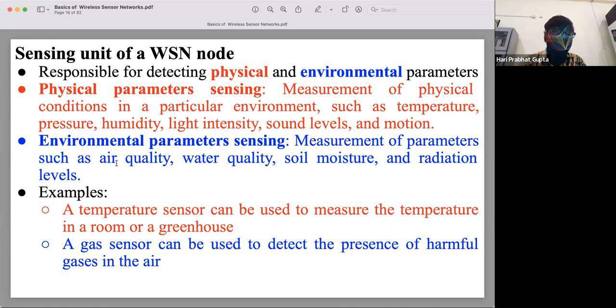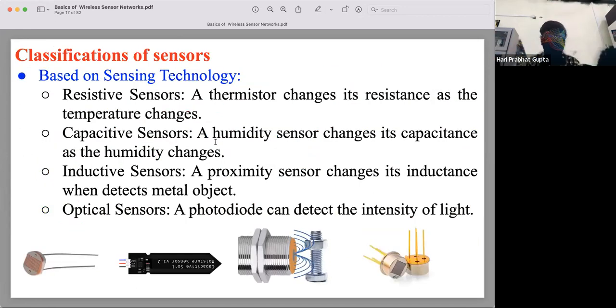If you take an example, for a physical parameter, a temperature sensor can be used to measure the temperature in a room or a greenhouse. So in this case, you are measuring a physical parameter. But a gas sensor can be used to detect the presence of harmful gases in the air, so this is air quality detection. This is an environmental parameter, not a physical parameter. So right now sensors exist for both types of measurements.